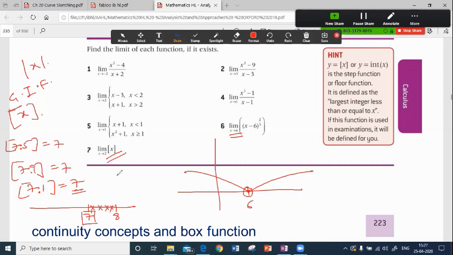Now tell me, what is box of minus 1.2? Minus 1? That's wrong. Wait. Minus 2 and minus 1. I have it here. So minus 1.2 is this. This is the integer which is less than it. So it's minus 2. Did you understand this? Did you get it?